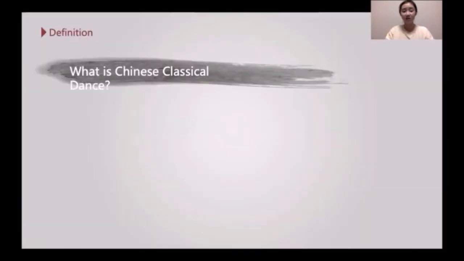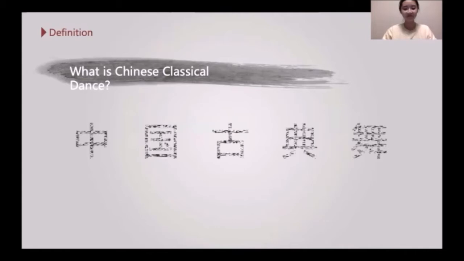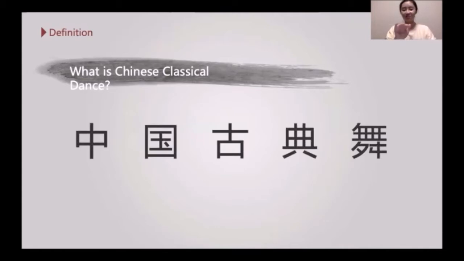What is Chinese classical dance? When you see these 5 weird words here, you tend to think, oh, I don't know what that means, but it's okay. It's definitely the Chinese word for Chinese classical dance. We call it in Chinese 中国古典舞. I want to use the Chinese here to explain it separately, because in China, separate words have different meanings.